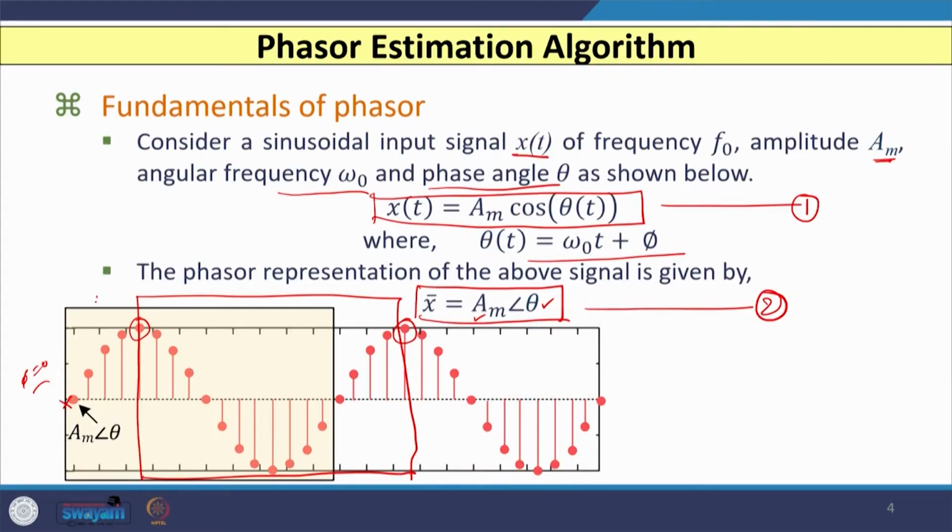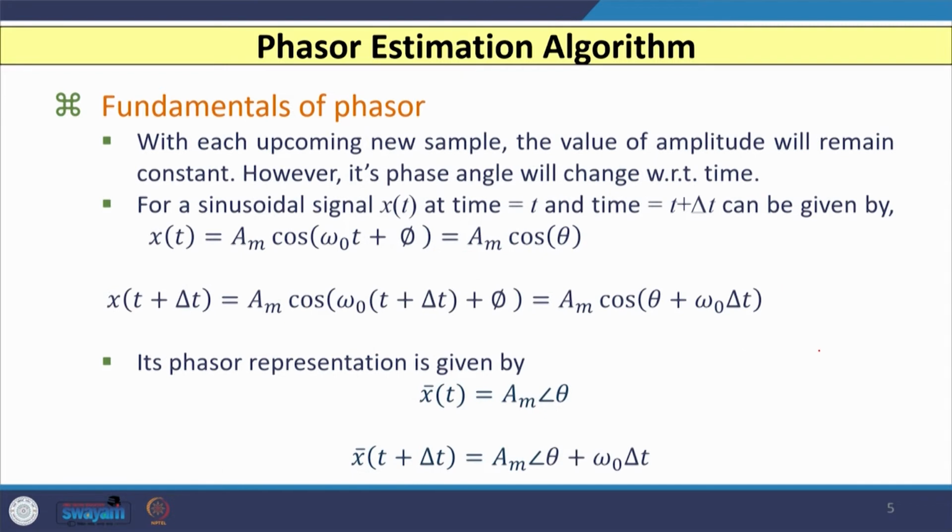Now, whenever a new sample is acquired, so here let us say this is window 1, we take a few samples, let us say 16 samples we have taken. Now, whenever we acquire the 17th sample, obviously we have to discard the first sample. So, if we take the new sample, then the value of amplitude remains constant, however, its phase angle changes with respect to time. How is this possible?